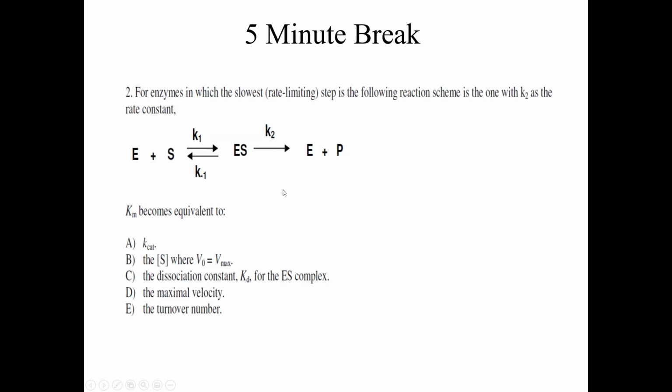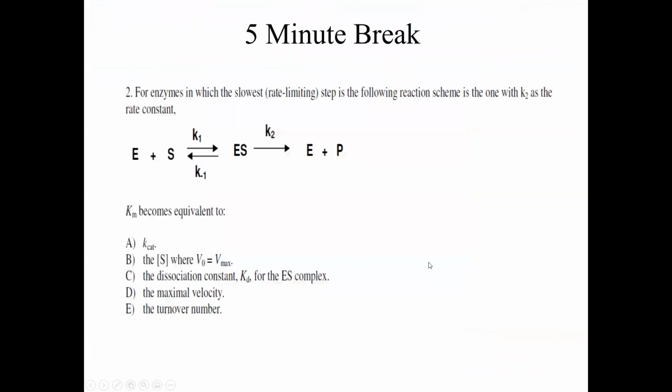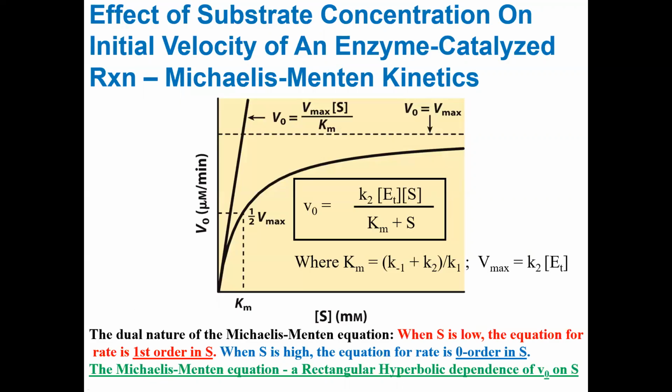Remember what is Km? How is Km defined? I can show you. Km is defined as K minus 1 plus K2 divided by K1, right? That's how Km is defined. But if K2 is the rate limiting step, which means smaller, then you are adding a small number to a large number. So in that case, you can ignore K2, right? K2 is the rate limiting step, smallest rate constant. So then Km becomes K minus 1 divided by K1.